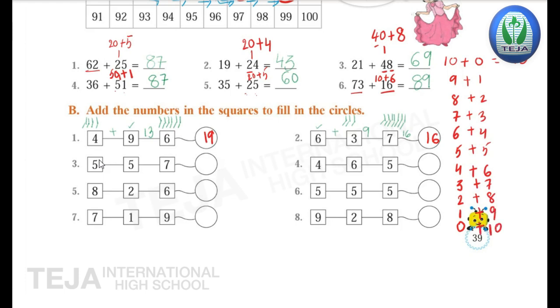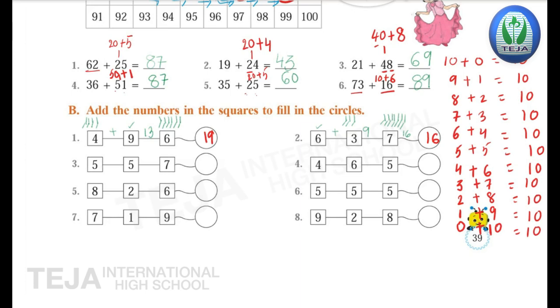So here 9 plus 1 is 10, 8 plus 2 is 10, 7 plus 3 is 10, 6 plus 4 is 10, 5 plus 5 is 10, 4 plus 6 is 10, 3 plus 7 is 10, 2 plus 8 is 10, 1 plus 9 is 10, 0 plus 10 is 10. Okay, now see here.